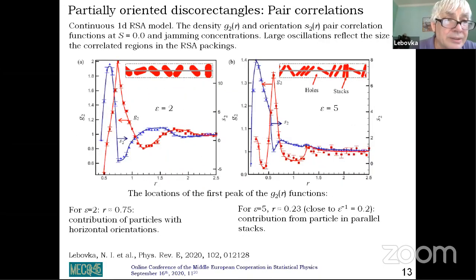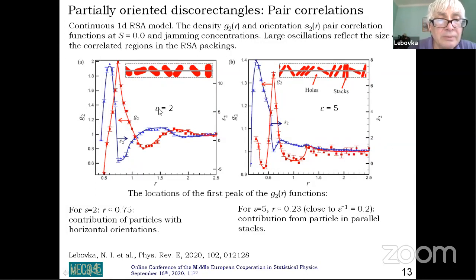In order to understand it, we have analyzed the correlation function for particle-oriented disco rectangles. We have analyzed the density and orientation correlation function; here, red is the density orientation function. We always observe a large oscillation, and this oscillation reflects the size of correlated regions of the LCR packing.